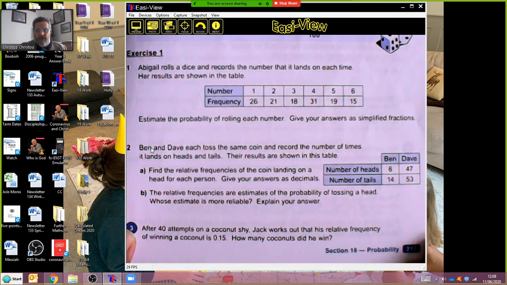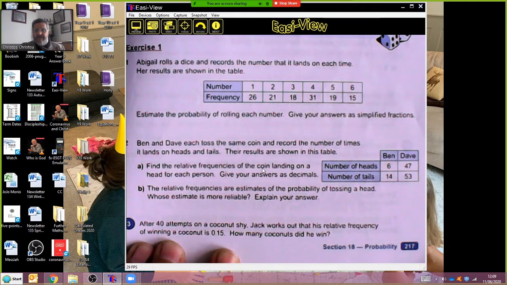Now, Ben and Dave each tossed the same coin, which is actually a fair experiment, you know. The fact that they're both using the same coin is great, because if the coins were slightly different, then you can argue, well, that's not a fair experiment at all, because that one could be slightly more biased than that one. That could have a little chip in it, a cut in it, that helps it to weigh more to one side than the other. It's the same coin. And these are their results. Find the relative frequencies of the coin landing on the head for each person. Using Ben's trials, what's the chance of Ben throwing a head actually using this experiment? Just look at the figures there.